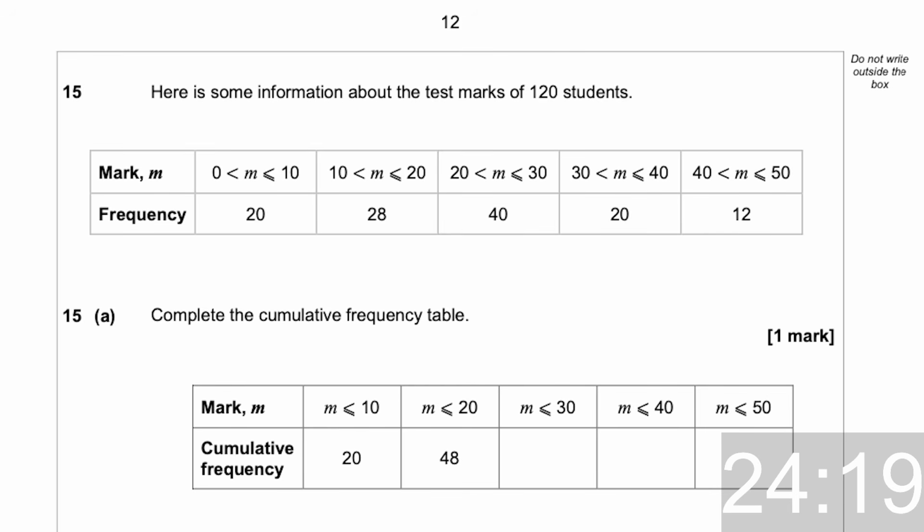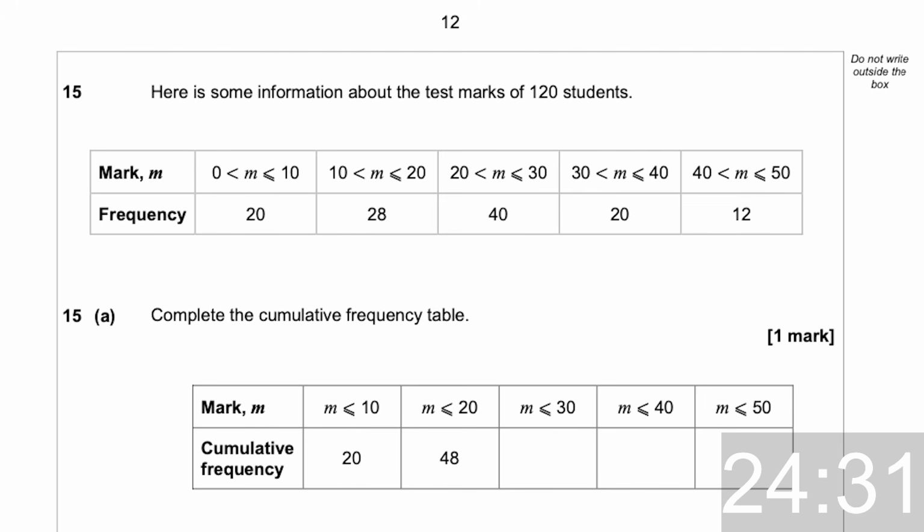All right, well, we're going on to the next question regardless. Okay, what are we on? 15. Here is some information about the test marks of 120 students. I love how they put in these teacher-based marking questions. Complete the cumulative frequency table. Okay, I can do this. So you just add them up.